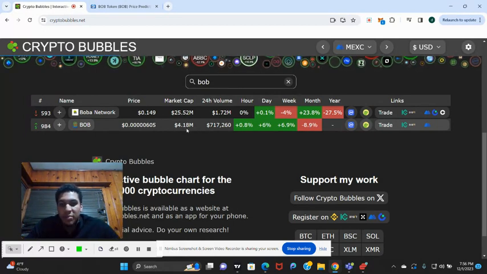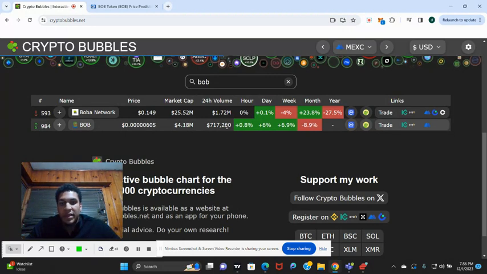Like I said, the market cap is 4 million, which is another way of showing that. 24-hour volume 717,000, which is, like I said, an indicator of momentum. That's really good. If the market cap is only 4 million, that's saying that it's trading a lot of hands.